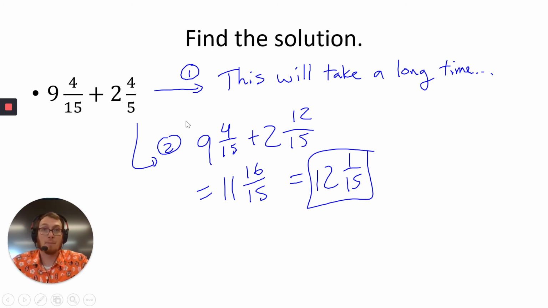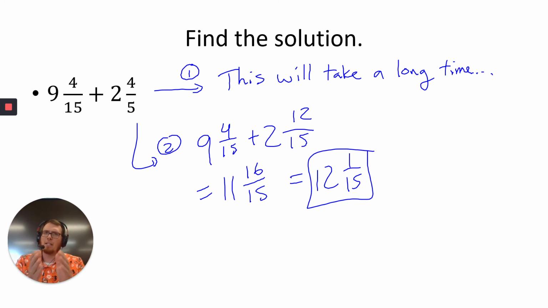Instead, why not leave them as mixed numbers? 9 and 2 make 11, and then 4/15, and you'll notice I made it 12/15 because 4/5 times 3/3. That's 11 and 16/15, and 16/15 is too big, so you add one more into the whole, and you're done. And that's going to save you a lot of time.